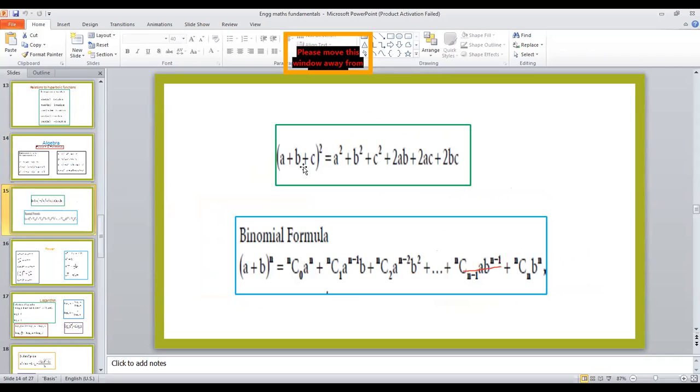What is that next formula? A plus b plus c whole square. First, you take the square of every term. That is a square plus b square plus c square, and plus twice into, in bracket, the product of the first two, then the last two, and then addition with the product of the first and last. That is twice AB plus twice AC plus twice BC.